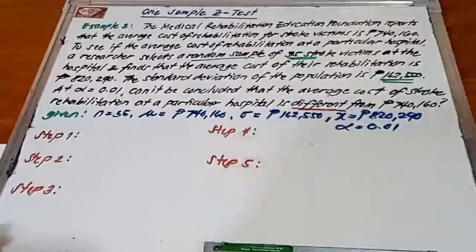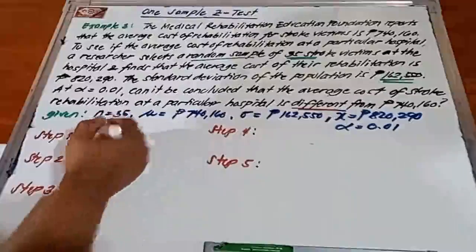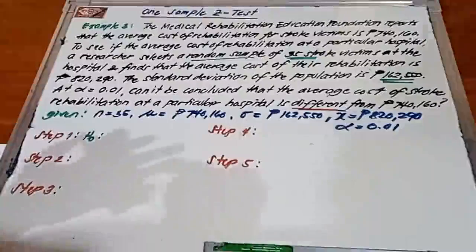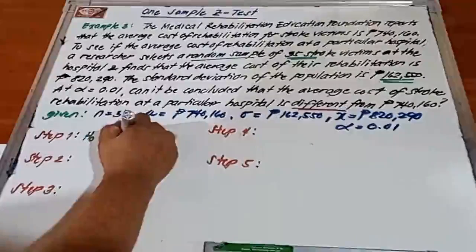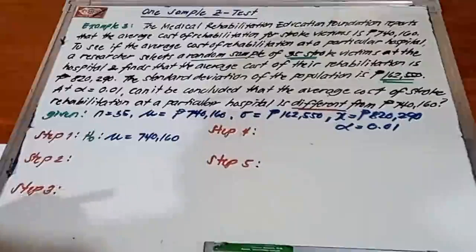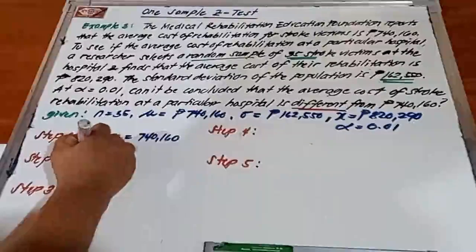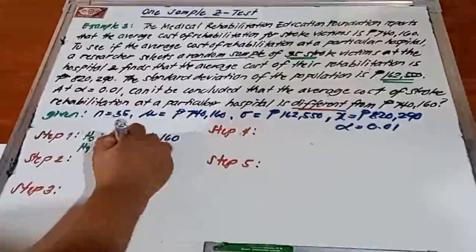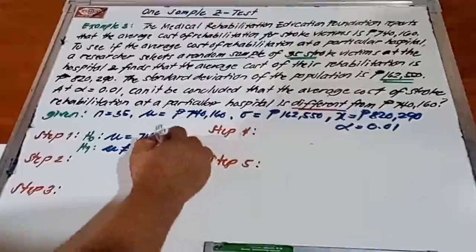Okay? So, write down natin yung kanyang alternative and null hypothesis. So, therefore, pag sinabi natin null hypothesis, sample mean do not differ from the population mean. So, therefore, our null hypothesis is mu equal to 740,160. And for our alternative hypothesis, this is different. Okay? So, the negation is it is not equal to 740,160 pesos. Not equal. So, non-directional two-tailed test.